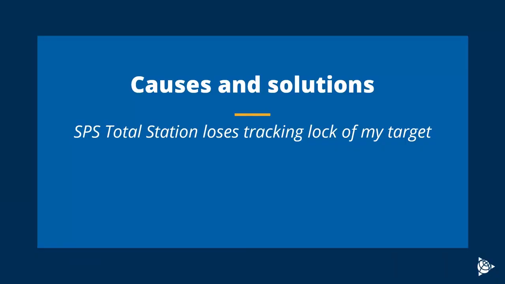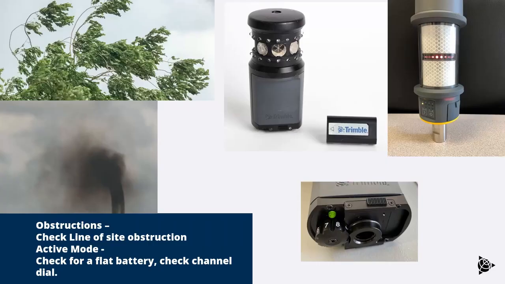The next problem we'll look at is if the SPS total station loses tracking lock of my target. The total station losing tracking lock of your target could be due to obstructions. Check the line of sight from your prism to your total station to make sure there's nothing getting in the way. This could be things like tree branches or vegetation, particularly on windy days and windy conditions. Could be smoke or dust from nearby machinery working. Could be traffic or pedestrians walking or parking vehicles, etc.